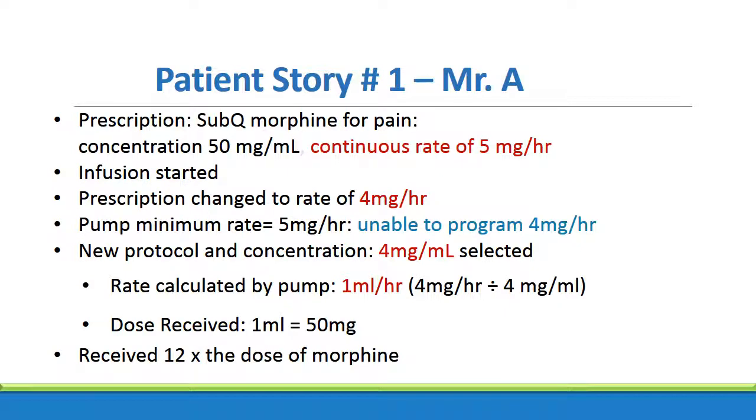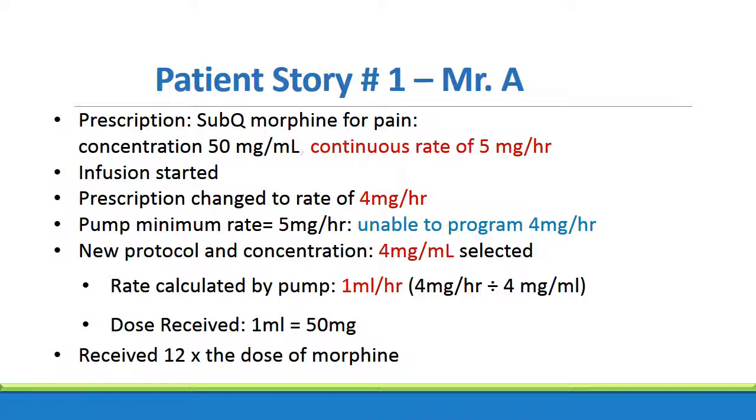We will end the presentation with some case study examples. So the first patient, Mr. A, was prescribed morphine for pain to be given subcutaneously. The concentration indicated on the prescription was for 50 mg per ml with an hourly infusion of 5 mg per hour. The pump was programmed for this and the infusion was started.